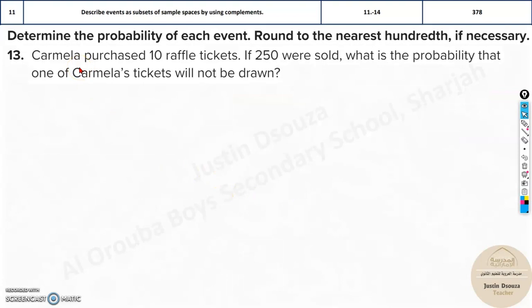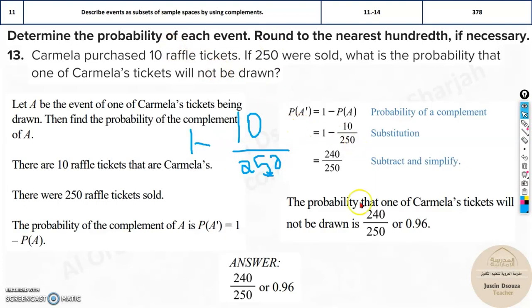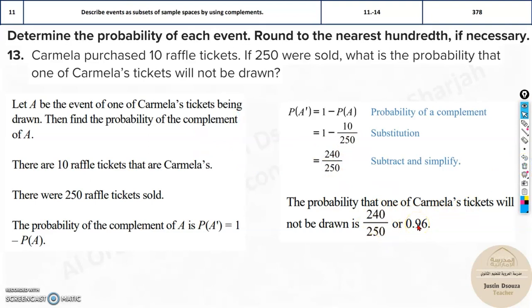What about this? Carmela purchased 10 raffle tickets. If 250 were sold, what is the probability that one of Carmela's tickets will not be drawn? Out of total 250 raffle tickets, 10 were bought by Carmela. So the probability that she will win is 10 out of 250. But she's not winning, and not winning means 1 minus that. Very, very simple. The final answer is 1 minus 10 by 250, that is 240 by 250. You can put it in the calculator and press S to D. You'll get 96% or 0.96.